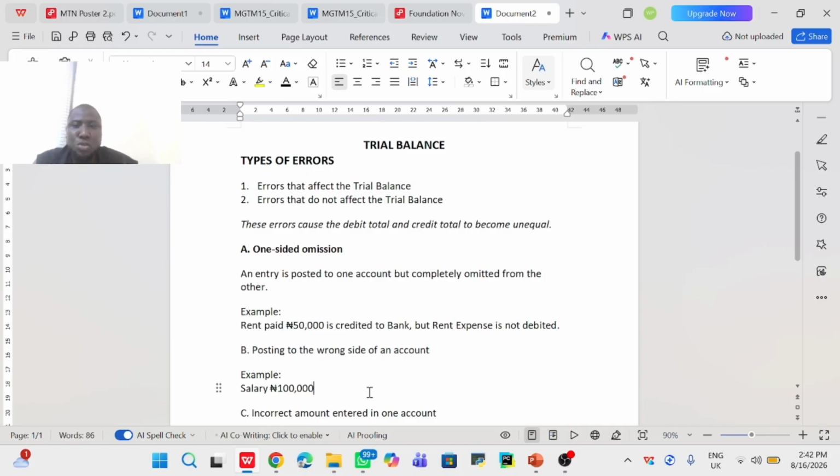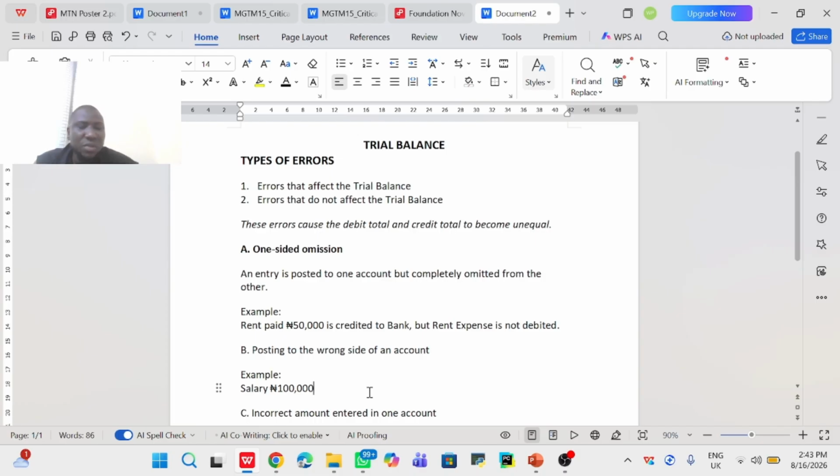Another error is posting to the wrong side of an account. Instead of debiting, you credit, or instead of crediting, you debit. For example, salary of 100,000 naira. As I told you, salary is an expense which must be on the debit side, and you forget to debit it, or due to an error, you credit it. In that scenario, your trial balance will not be balanced.